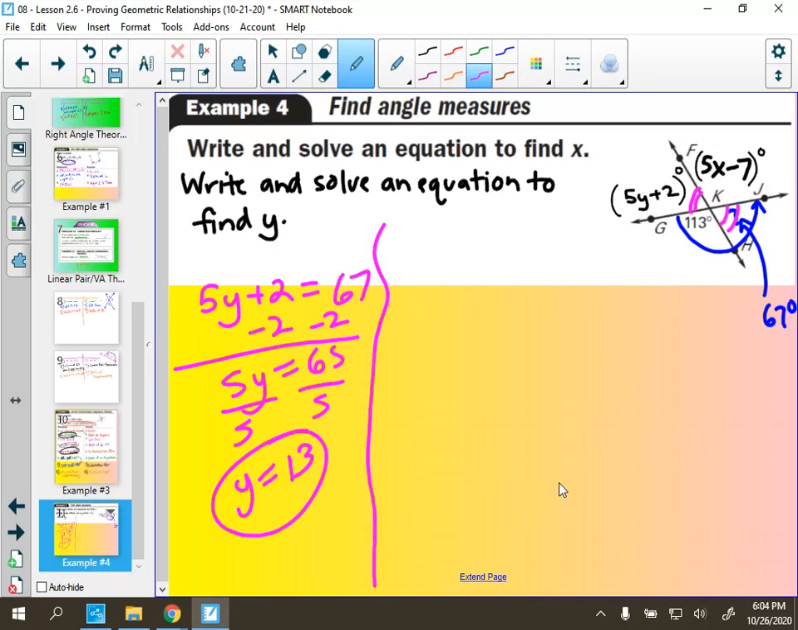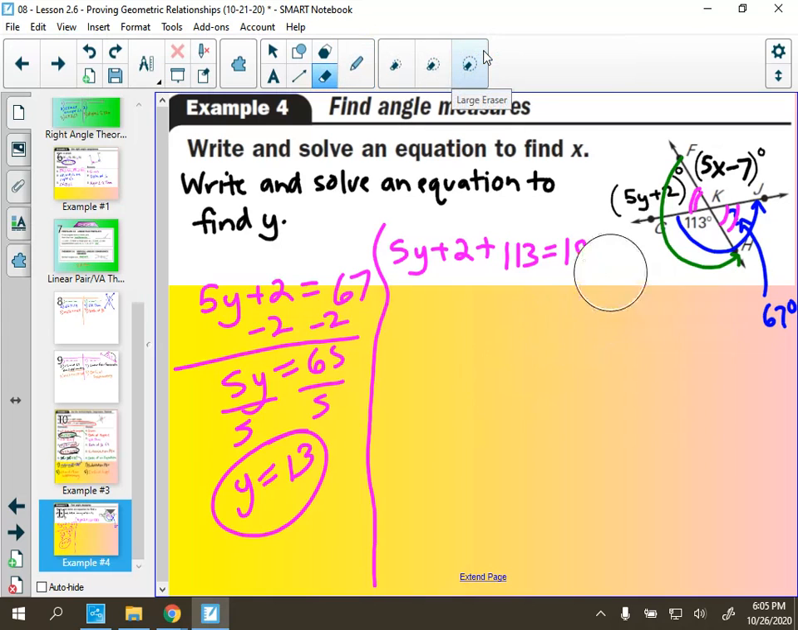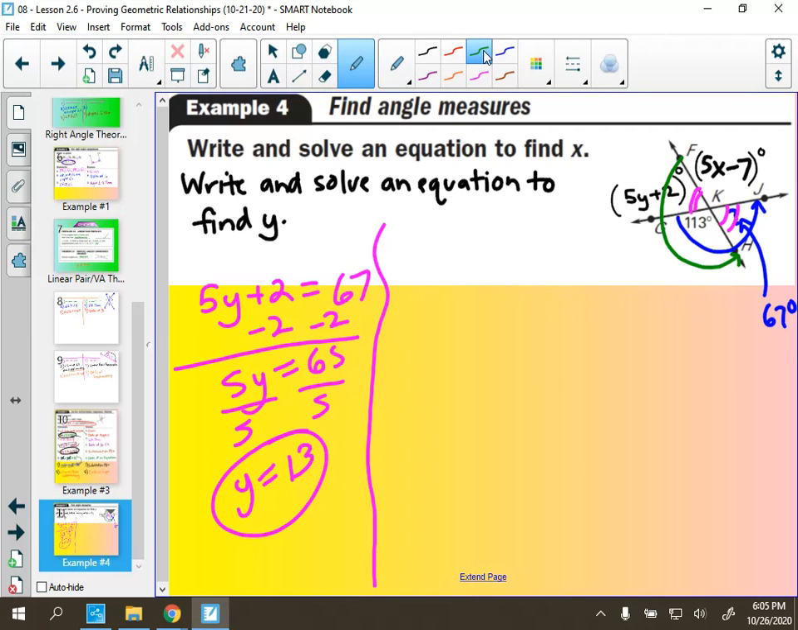Does anybody see it this way? Where I know what that one's done. So if you're like, why are you still doing it? Could I go 5y plus 2 plus 113 equals 180 degrees? If I start talking about this linear pair from right here to here, sure, that's another 180 degrees. So why couldn't we add 5y plus 2 plus 113 and set it equal to 180? So there's multiple ways we could get to the same spot. I guess I'll take that off there just because I know I'm going to run out of space. But definitely a different setup we could look at.